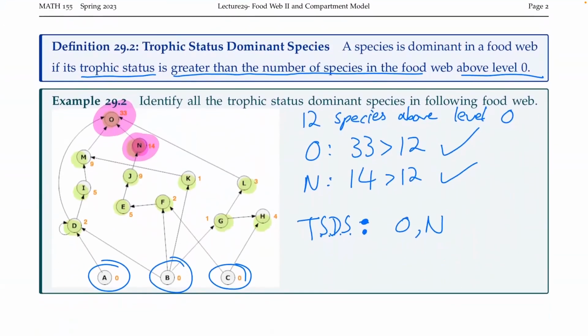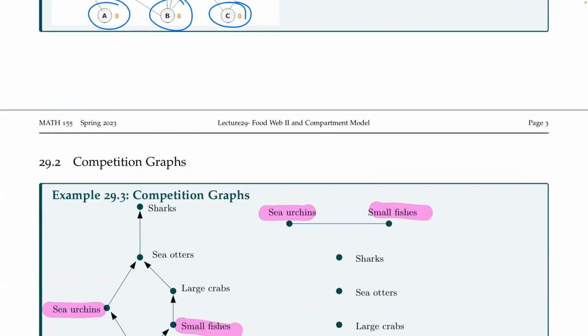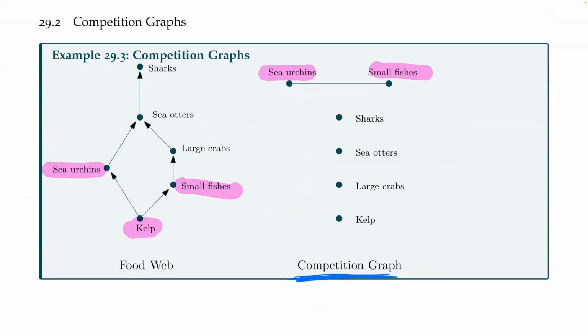We also talked about this idea of trophic status dominant species, where we count up the number of non-primary producers. So typically your primary producer is going to be plants. You count up your non-primary producers. In this case, there were 12 in this particular food web. And then we look for all the species that have trophic status greater than 12, and we class those as being trophic status dominant species. This tells us something about their relationship with other species in the food web and how connected they are, as well as how high up in the food web they are.